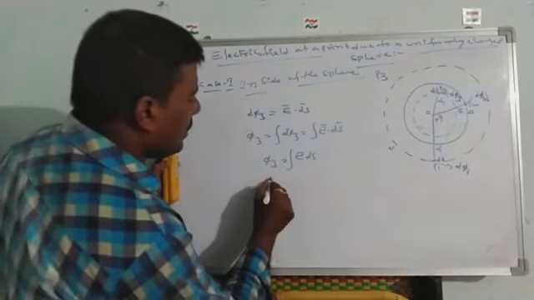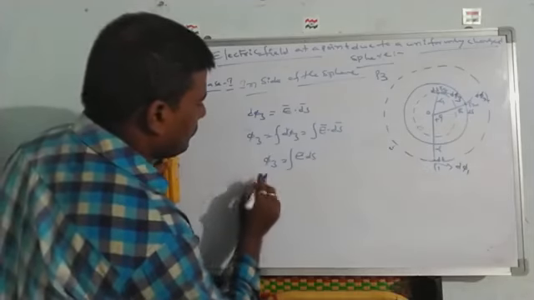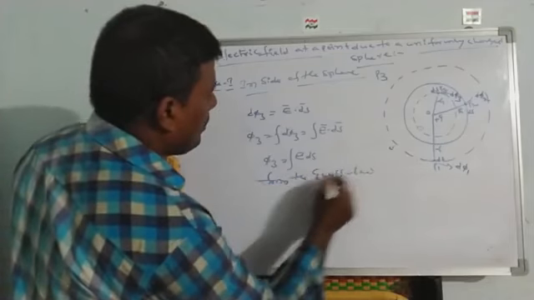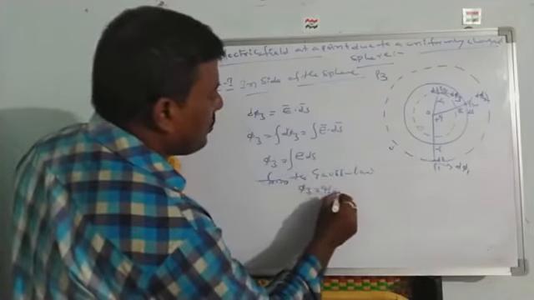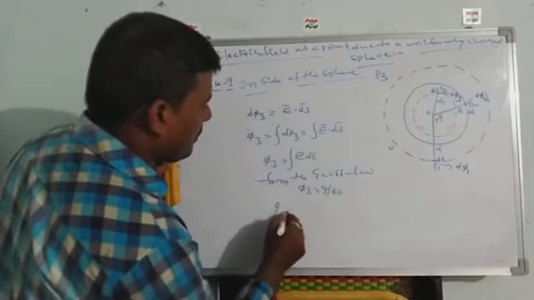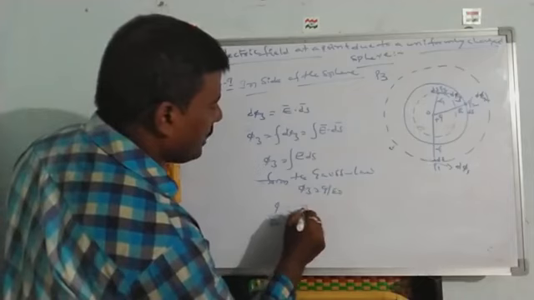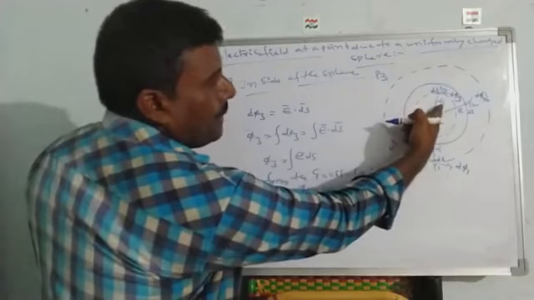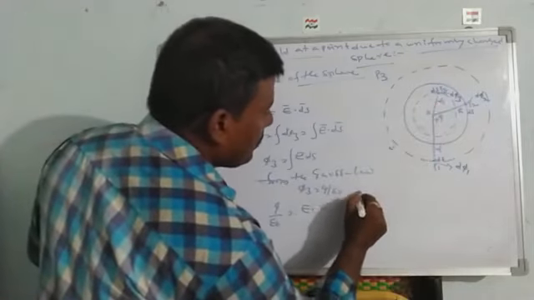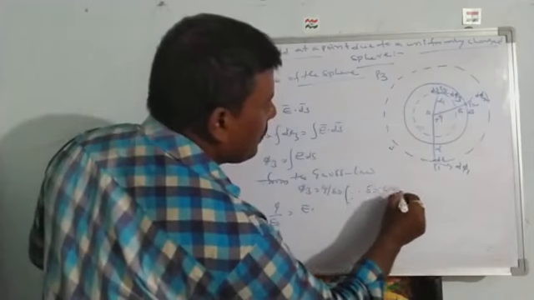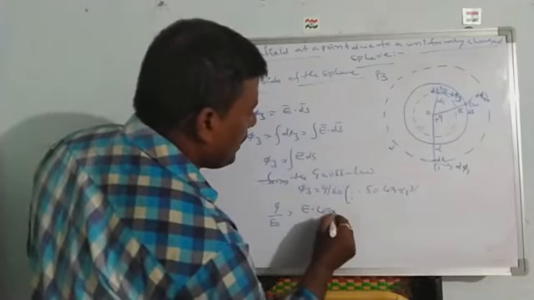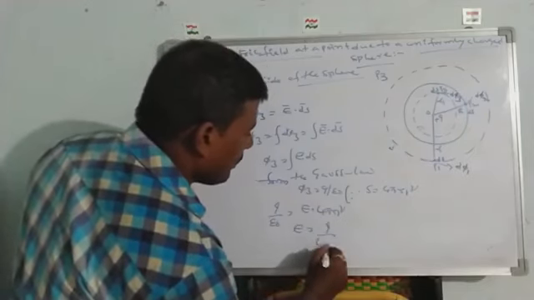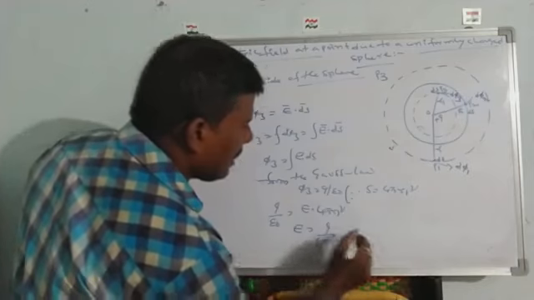So by using the Gauss law, phi 3 equals Q by epsilon naught. Q by epsilon naught equals E into surface area. The surface area is nothing but 4 pi r1 square. So E equals Q by 4 pi epsilon naught into r1 square.